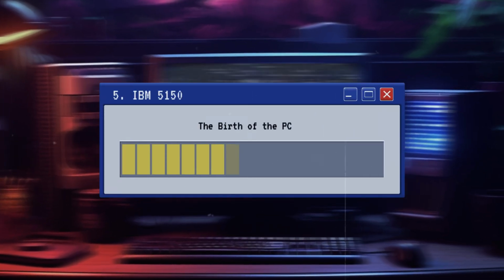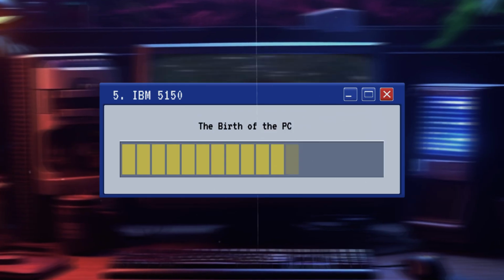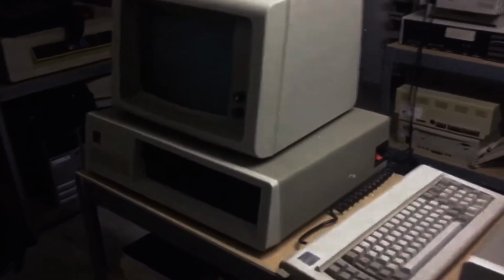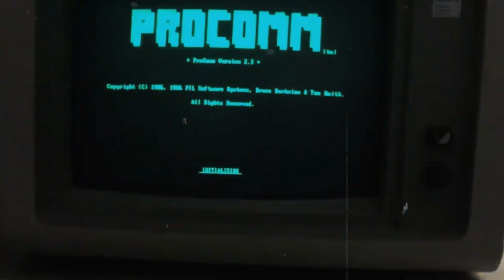Number 5. IBM 5150, the birth of the PC. Any talk of the early computers wouldn't be complete without IBM. IBM had been the Goliath of the computing world for quite some time, and even today they have some of the most advanced tech, but they have left the mainstream consumer market.